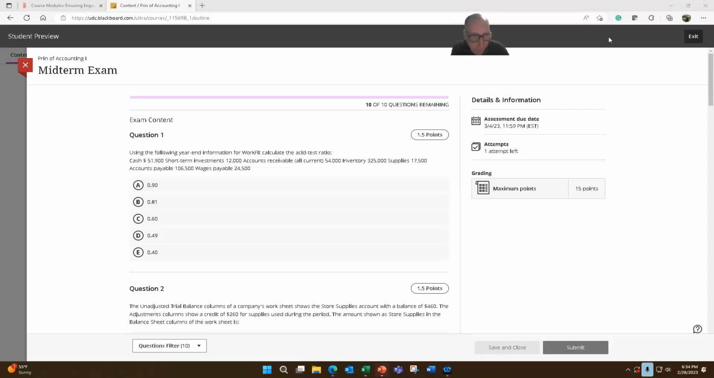Question 1. Using the following year-end information for Workfit, the name of the company, calculate the acid test ratio. The acid test ratio is a definition. Acid test ratio is a formula. We talked about this, I think it was in chapter 1 or 2.